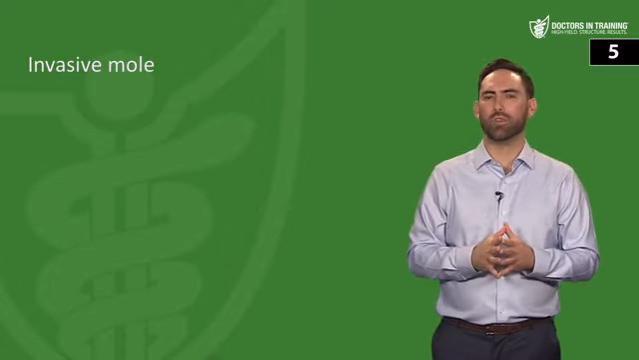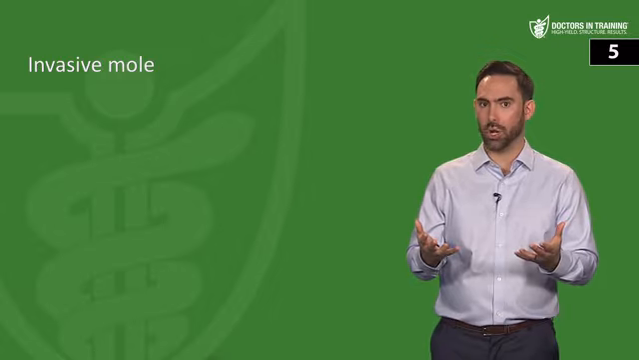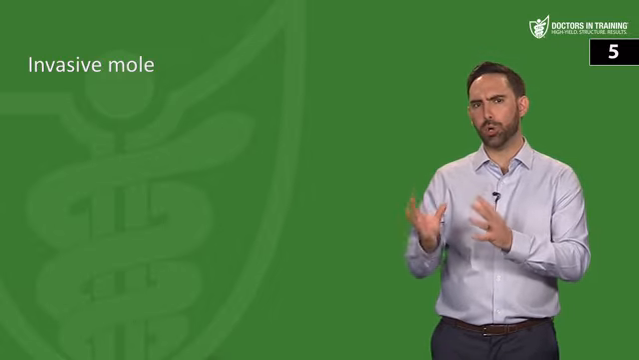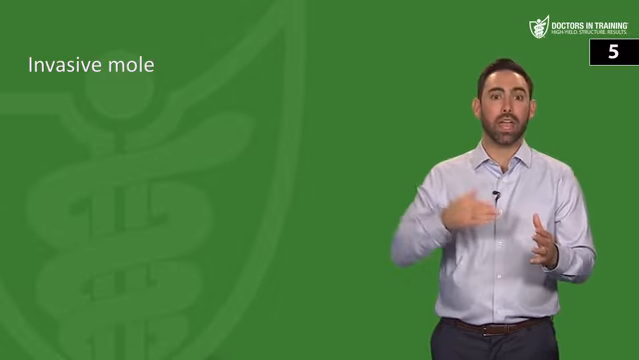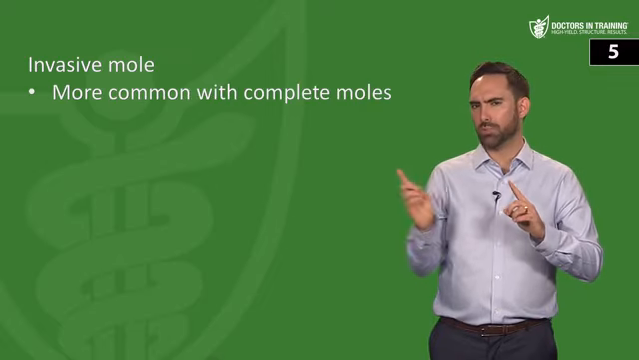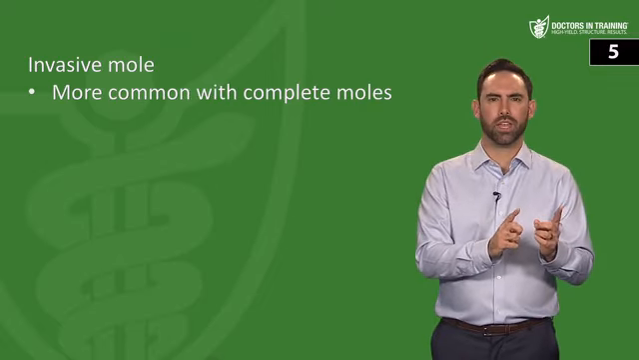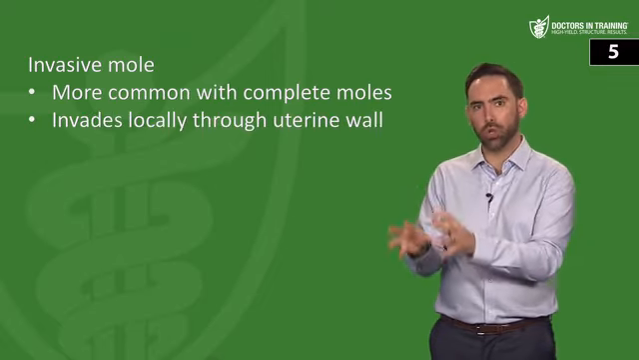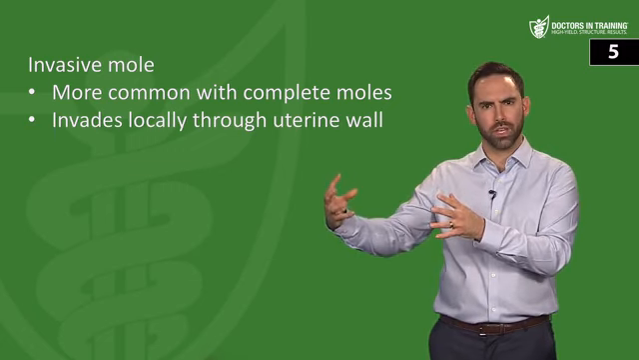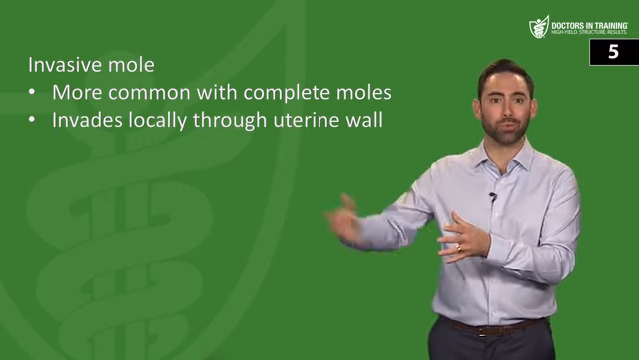Now let's talk about invasive moles and choriocarcinoma. We said that both partial moles and complete moles can become invasive, but it's more common with complete moles. Invasive moles invade locally through the uterine wall. This can sometimes lead to uterine rupture and hemorrhage.